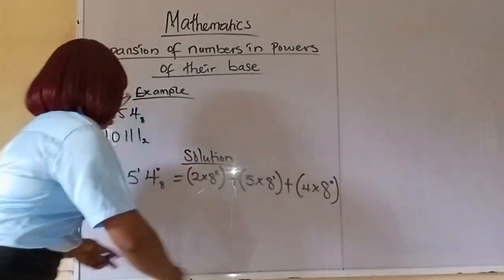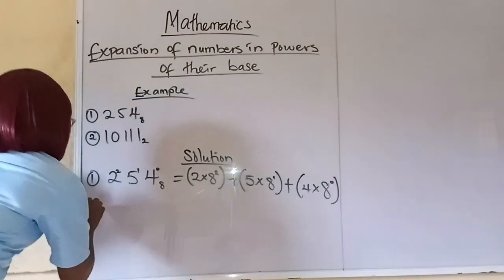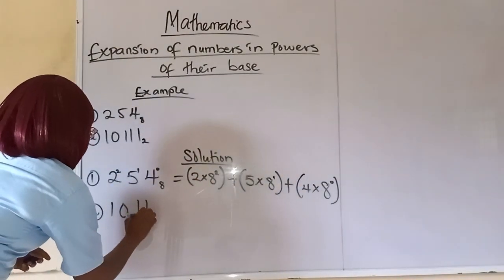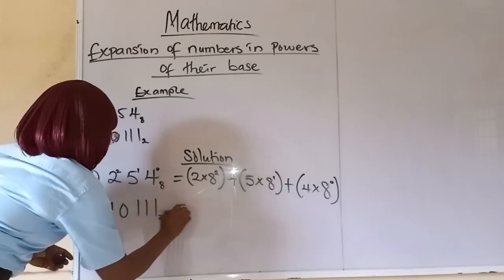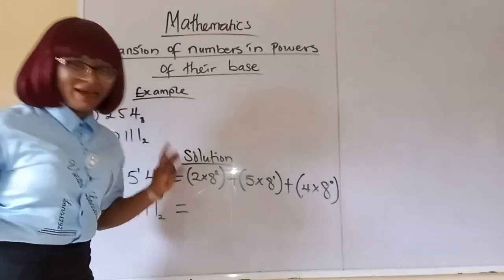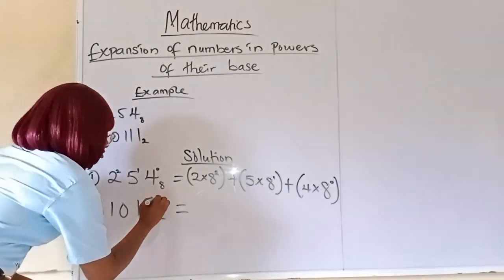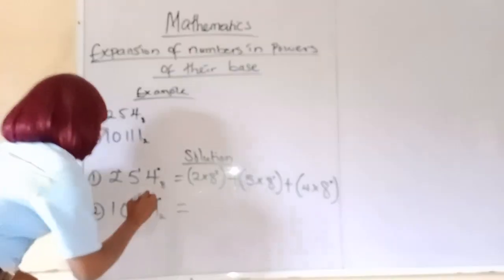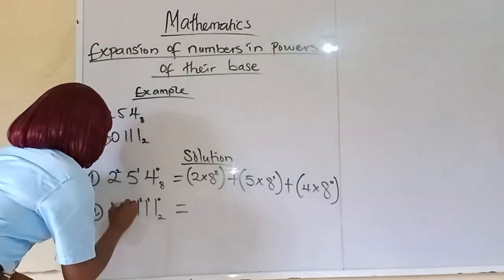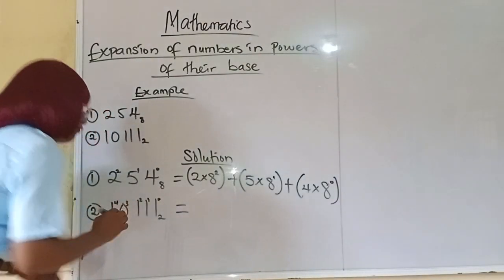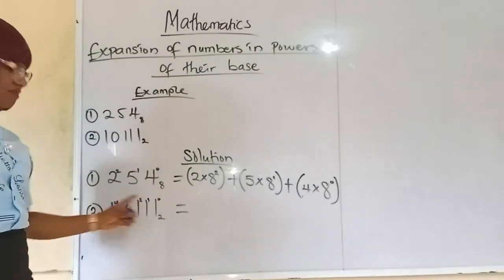Just expand it. And for number 2, it's 10111 base 2. Remember we say, give them their place values starting from the last digit, which is a unit. And unit is represented as 0. And this is 1, 2, 3, and 4. So that's the first thing you do, give them their place values.